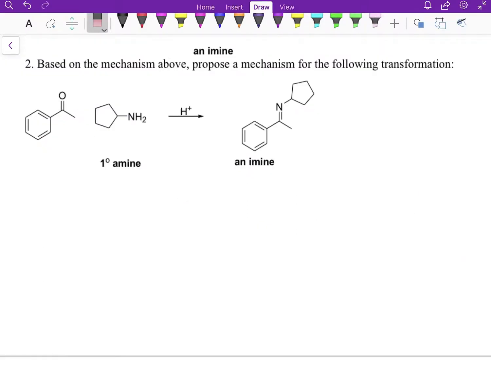So we need to propose a mechanism to make an imine from a primary amine. So again, we're going to start with the lone pair right here on the nitrogen. And same as above, since we're following the mechanism that we did before, the nitrogen is nucleophilic, it's going to attack the carbonyl carbon right here, bringing out these electrons. And then this will give you, so I'm going to draw a phenyl for shorthand. And then right here, we're going to draw in pairs. This is negatively charged. And this is positively charged.